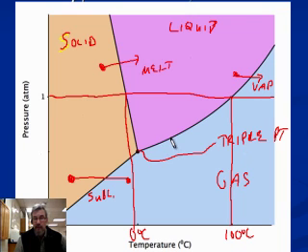You can see that it's possible to undergo phase changes without increases in temperature. For example, if I have a liquid that's right here and I just make the pressure drop without changing the temperature, I will get that substance to boil.